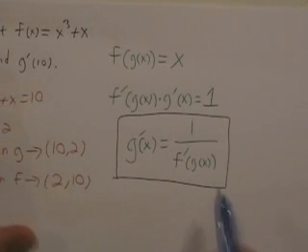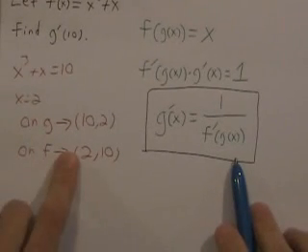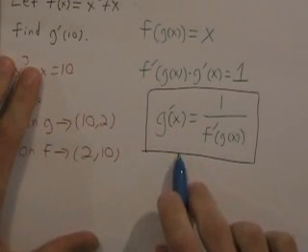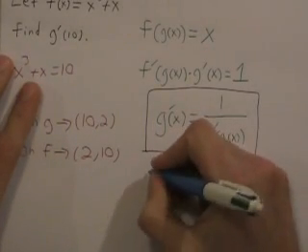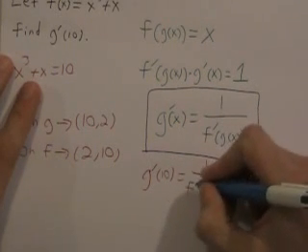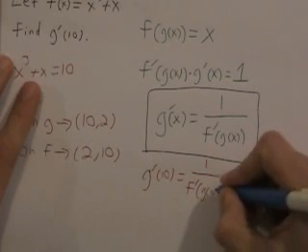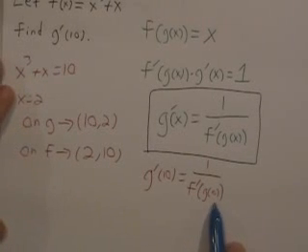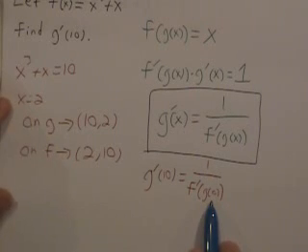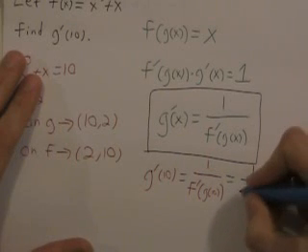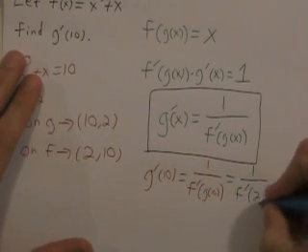So this is also why we needed to figure out our points from the beginning. Because now, if the problem is asking for g prime of 10, using this, I can just say g prime of 10 equals 1 over f prime of g of 10. But what is g of 10? Well, that's why we had to get it from the beginning. g of 10 is 2. So really, g prime of 10 is 1 over f prime of 2.